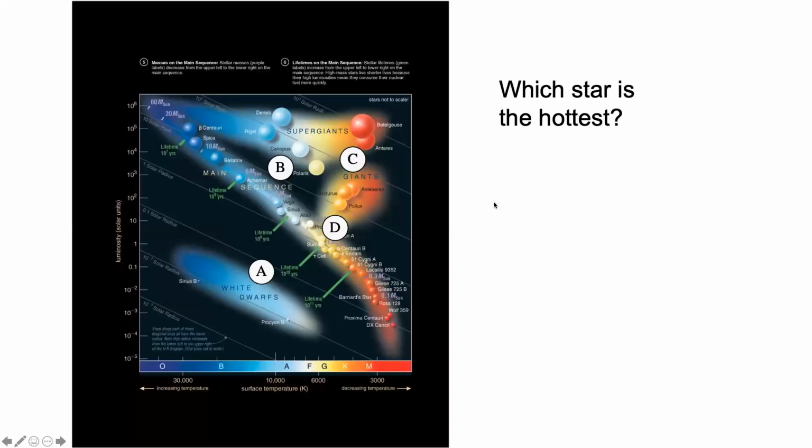All right, so we've got 4 positions labeled on this diagram: A, B, C, and D. And I want you to take a moment. You can type your answer into the chat. Don't hit send until I give you the signal. Which of these stars is the hottest? What do we think? All right, get ready to type your answer in, but don't hit enter. 10 more seconds. 8, 7, 6, 5, 4, 3, 2, 1. Hit enter.